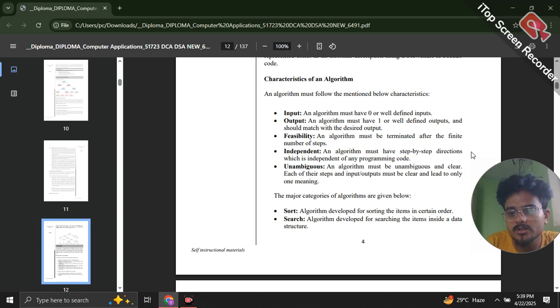The major categories of algorithms are given below. Sort algorithm, developed for sorting the items in a certain order. Search algorithm, developed for searching the items in a data structure. What do you mean by sorting? An algorithm developed for sorting the items in a certain order. In sort, we consider a certain order. And in a search algorithm, we search the items inside a data structure. We studied stack, queue, tree data structures. So searching is done in a data structure, and sorting is done in a certain order.